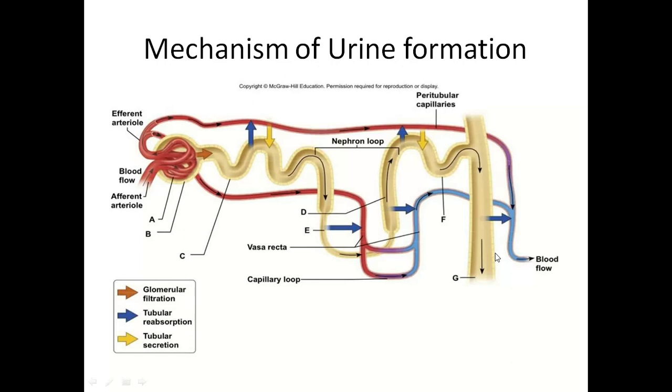That is the basic unit of the kidney. It is the nephron. Okay, it is made up of glomeruli, proximal convoluted tubule, loop of Henle, distal convoluted tubule and collecting duct. So the basic purpose of the kidney is the formation of urine.